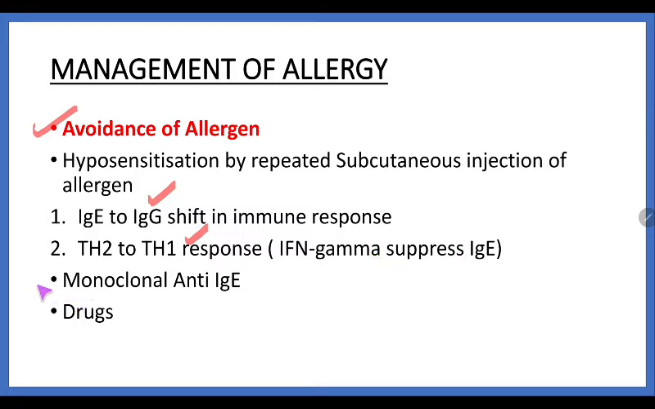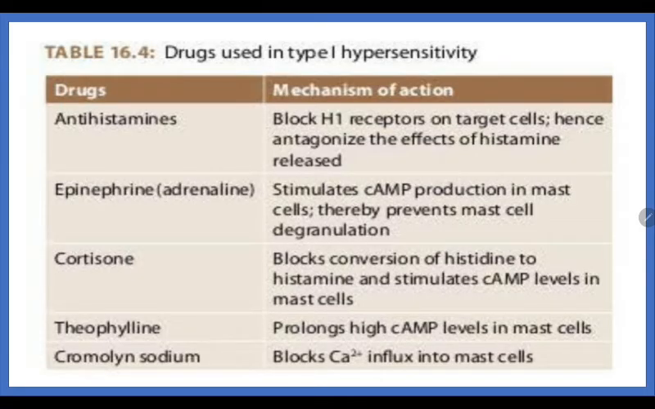Other treatments could be starting on monoclonal antibodies, especially in bronchial asthma, and the drugs. Those drugs, first, are antihistamines, because the primary mediator is histamine, so we can give antihistamine. Next is epinephrine. We know it is one of the life-saving drugs in hypersensitivity. Then it could be cortisones. At last, it could be theophylline or cromolyn sodium, and that's it.